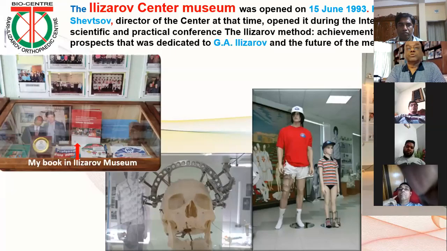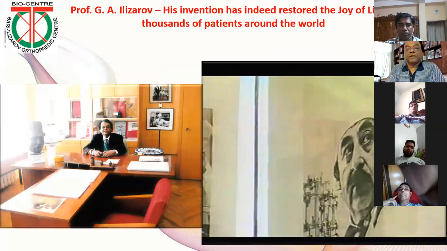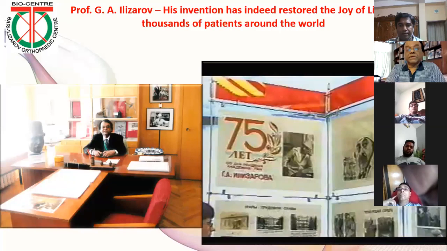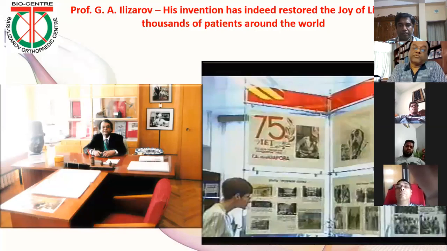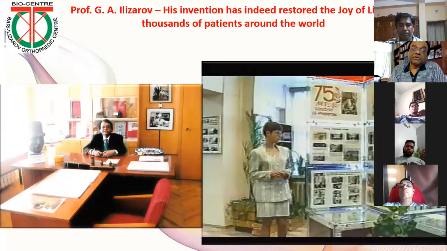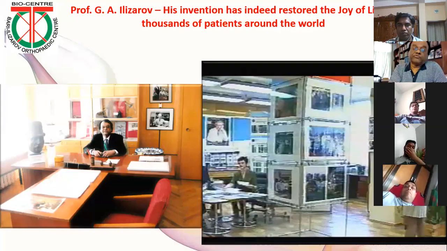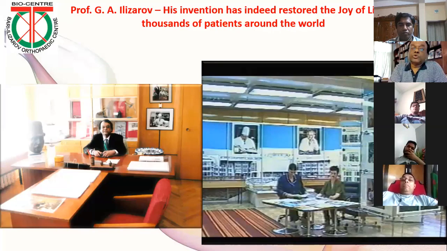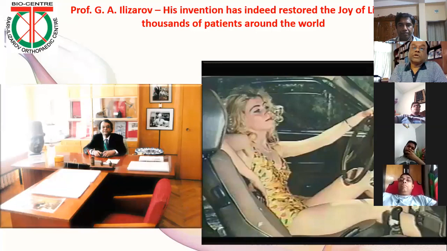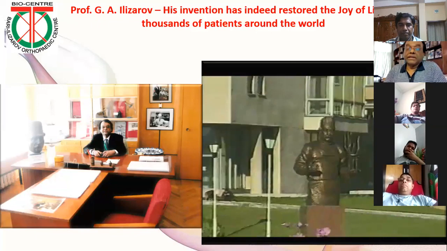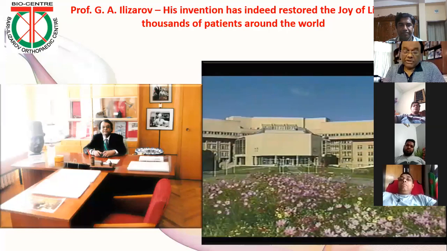This is the museum. In the museum, there are two special corners. One is of Professor Gabriel Abramovich Ilizarov, where he started his life here. And another part is the corner of Vladimir Ivanovich Shevtsov. And if you visit the center, you can have a very good idea regarding the activities of Professor Ilizarov, what he did in his whole life in Kurgan Ilizarov Center.